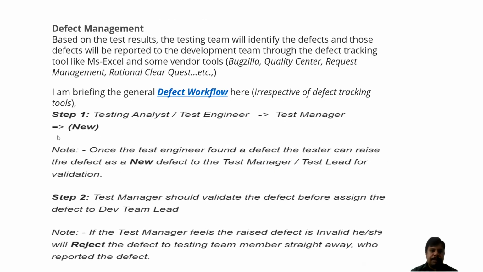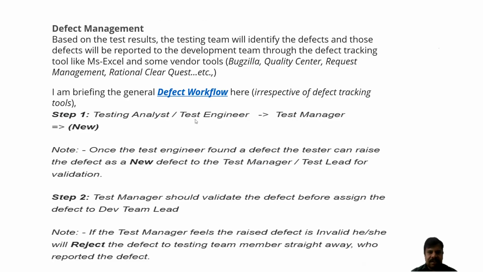In simple words. So, defect management. Based on the test results, the testing team will be able to identify the defects, and those defects will be reported to the development team through a defect tracking tool like MS Excel or some vendor tools like Bugzilla, Quality Center, Request Management, Rational ClearQuest, etc. So the structure will be like this. I am briefing the general defect workflow here.